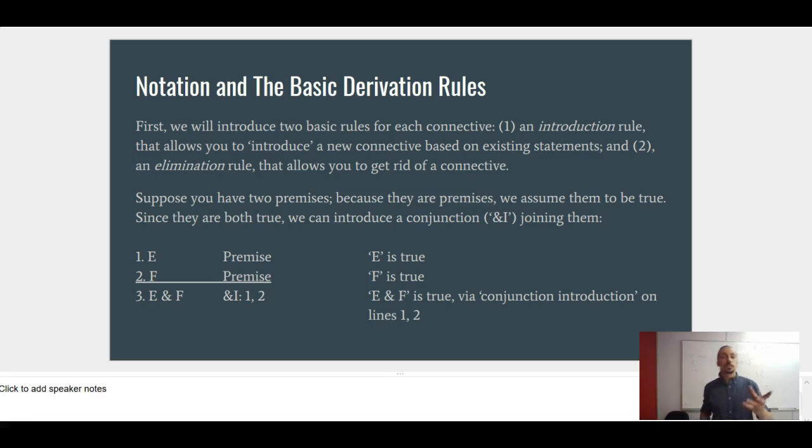So, let's look at another example. Suppose I have premise 1, which is E, whatever E is, and premise 2, F. So, if E is true and F is true, then the statement E and F must be true. And we're going to call that conjunction introduction, because we're introducing an AND. And I'm going to refer to lines 1 and 2 as justification. So if somebody asks, looking at line 3, how on earth did you get E and F? I'm like, oh, well, I had E and I had F already, so I just combined them into E and F because I knew they were already true.